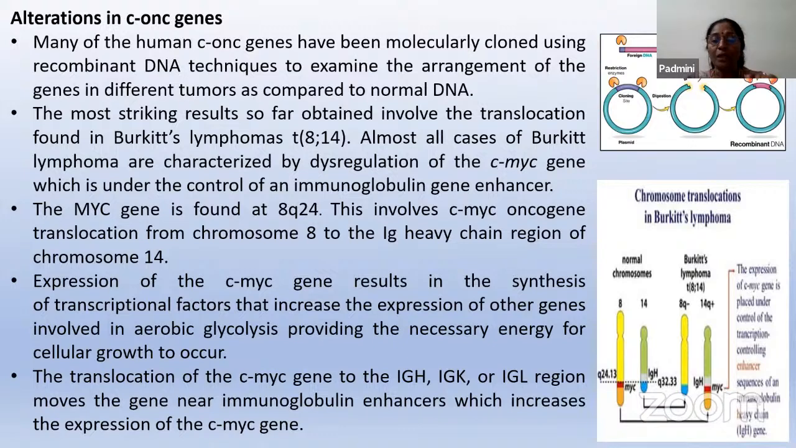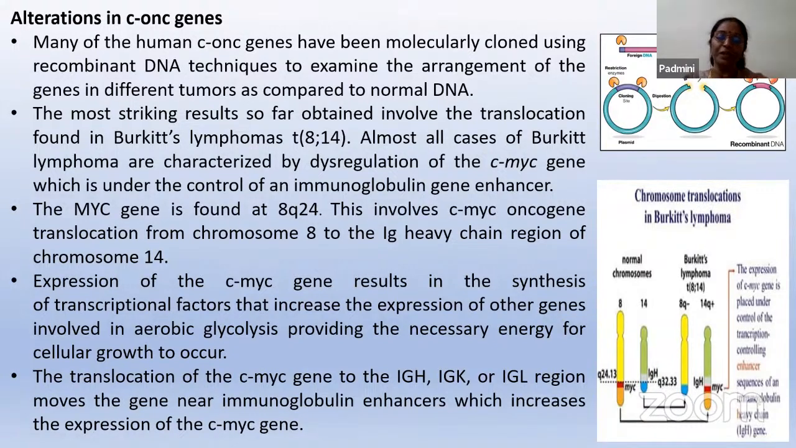This involves c-MYC oncogene translocation from chromosome number 8 to chromosome number 14. So when there is a translocation of chromosome number 8 to chromosome number 14, expression of the c-MYC gene results in the synthesis of transcription factors that increase the expression of other genes involved in aerobic glycolysis, providing necessary energy for cellular growth to occur.